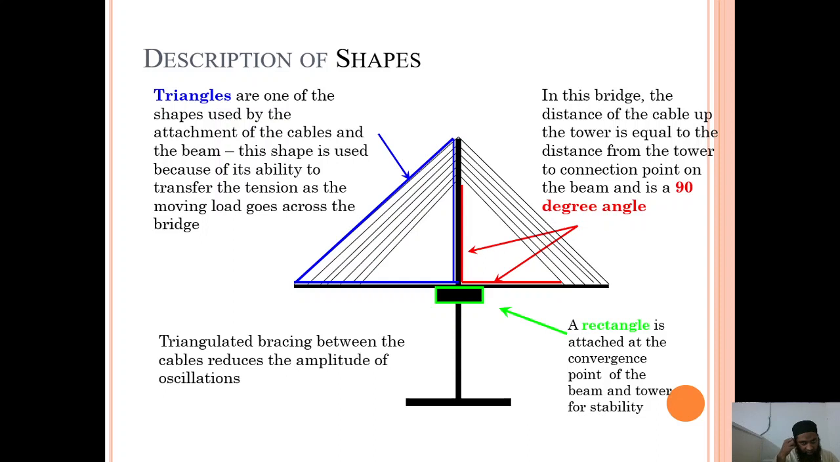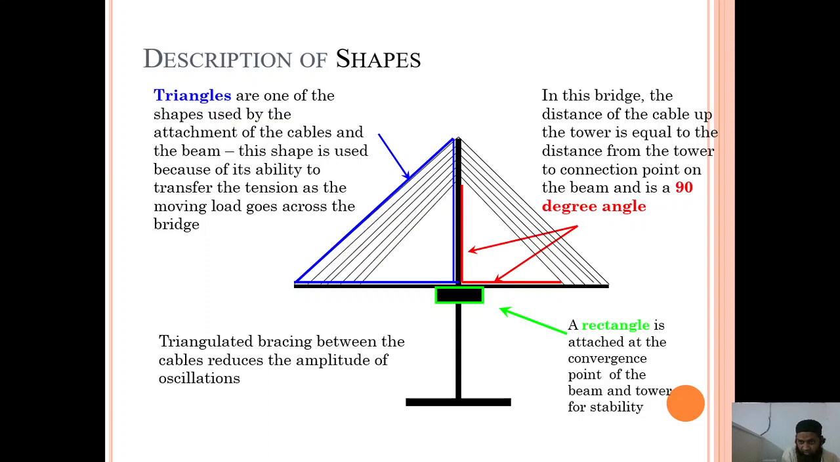You can see here the triangles are one of the shapes used by the attachment of the cables and the beam. This shape is used because of its ability to transfer the tension. So this type is taken because it can transfer the tension as the moving load goes across the bridge. So this is how the load is transferred because of this type of arrangement.